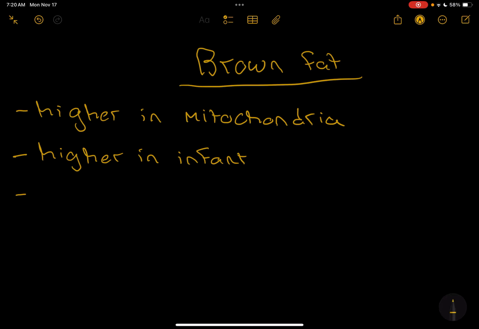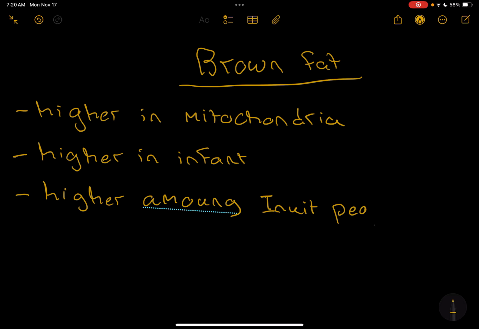One other really interesting fact about brown fat is that it's higher in its amount and in its activity among certain populations of people. One of those populations is the Inuit peoples of Canada. The Inuit peoples are an indigenous people of Canada, and they have lived in the north of Canada for thousands of years. And as you can guess, the north of Canada is a very, very cold place.